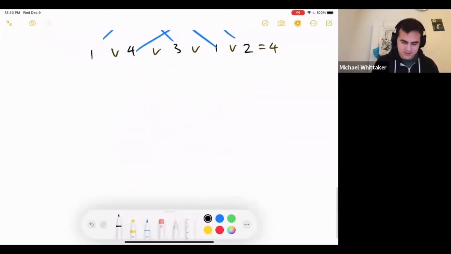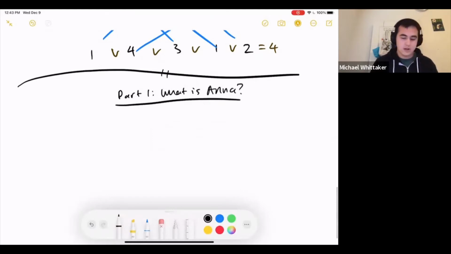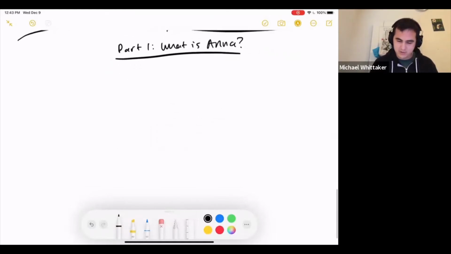So with that, let's move on to Anna. Part 1, what is Anna? Okay, so I'll give a high-level description of the system, and then I'll give an example of how it runs.